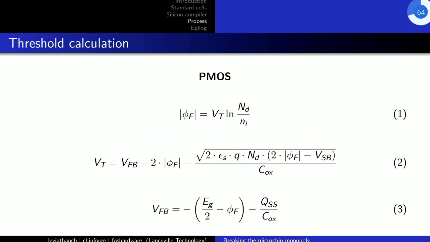The threshold equation is pretty easy, and they are basically mirrored for PMOS and NMOS. They're mirrored in the sense that PMOS is built on an N well, and NMOS is built on a P well, right?